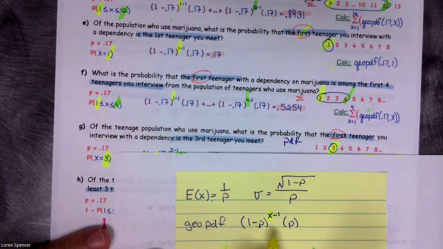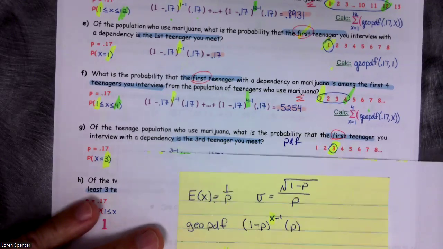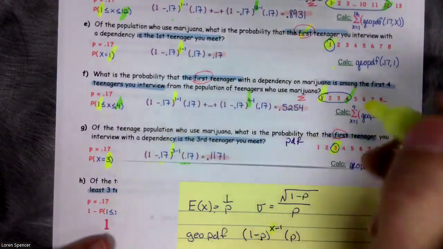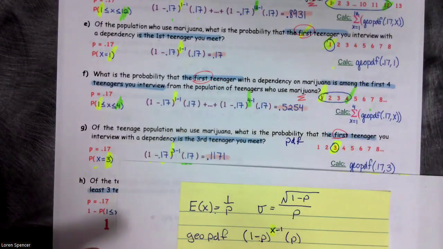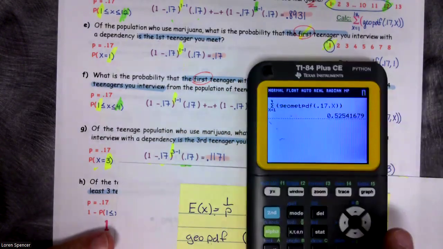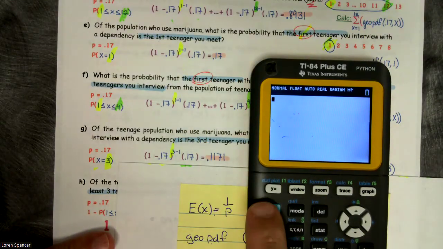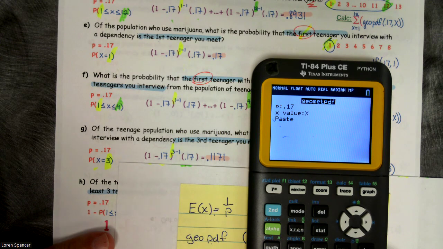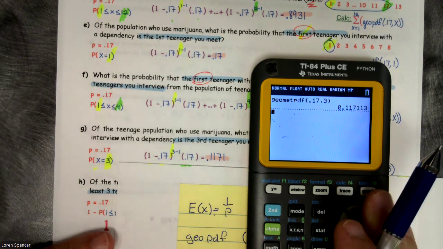So that means I'm using this formula where this is going to be 3 minus 1. And our probability of course is going to be 0.17 all the way throughout. And here's that 3. 3, 3, 3. Notice how it keeps showing up. So, second vars, geometric PDF. This is 3. And we get 0.1171.